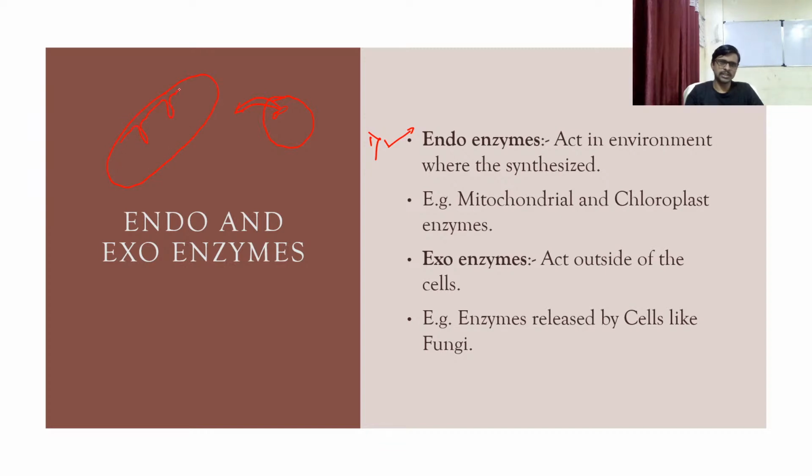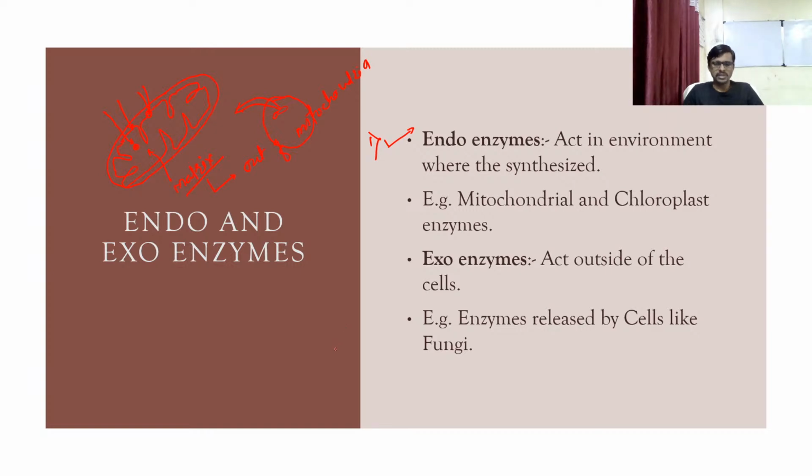We generally draw mitochondria like this because it is a two membrane system. Inside the mitochondria, this is an enzyme of mitochondria, on the inner membrane. This inner membrane also contains the electron transport chain where the enzymes are present. These enzymes, inside the mitochondria or in the matrix, will never conduct any reaction outside of the mitochondria. Endoenzymes are made to conduct the reaction only inside the environment where they are synthesized. For example, mitochondrial enzymes and chloroplast enzymes.